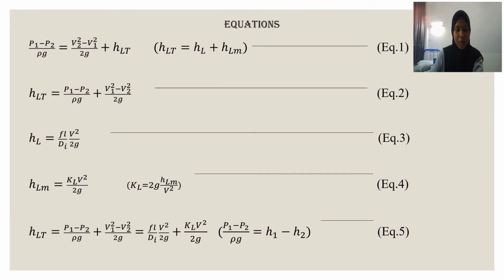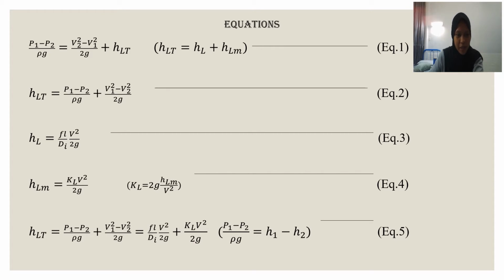This slide shows many equations. All of these equations we need to simplify to determine the minor head loss HLM and calculate the KL value. KL is the loss coefficient. Now from these 5 equations we can simplify, where KL is the coefficient associated with HLM, dimensionless, and HLM is the minor head loss.